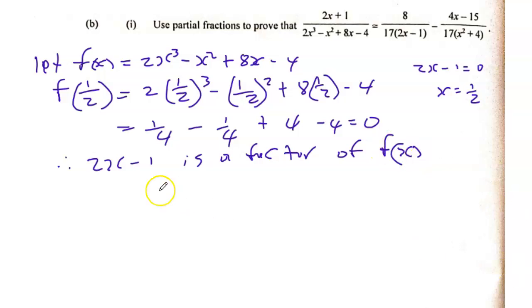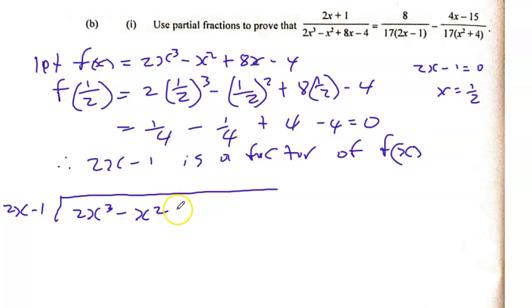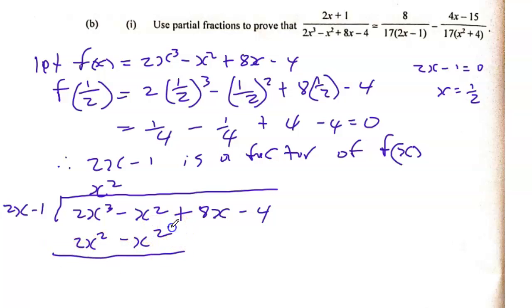Let us get the other factors now, so we can use long division to get the other factors. I'm going to divide 2x minus 1 into the function, so we have 2x cubed minus x squared plus 8x minus 4. So 2x into 2x cubed, that's x squared. Then x squared times the divisor, we get 2x cubed minus x squared. Of course, we subtract, we get 0, so we bring down the 8x.